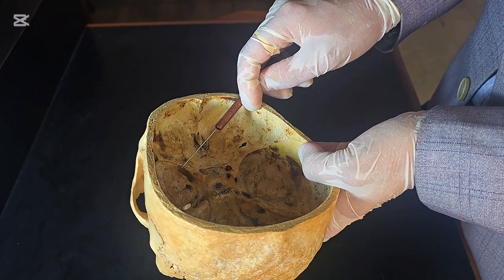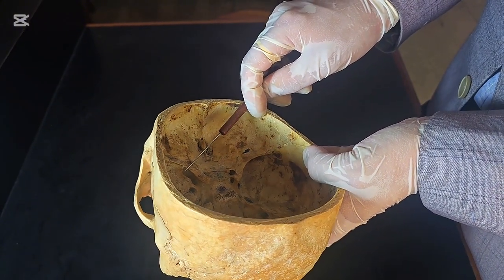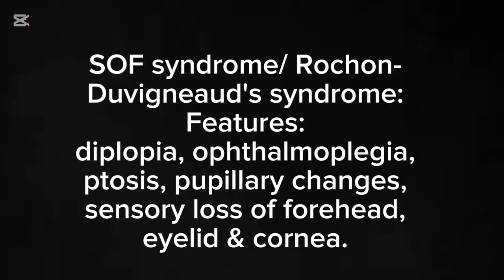The compression of the structures traversing through the superior orbital fissure can cause superior orbital fissure syndrome, which is also known as Rochon-Duvigneaud syndrome. This syndrome features diplopia, ophthalmoplegia, that is the paralysis of extraocular muscles of the eye, ptosis, pupillary changes, and sensory loss of forehead, eyelid, and cornea.